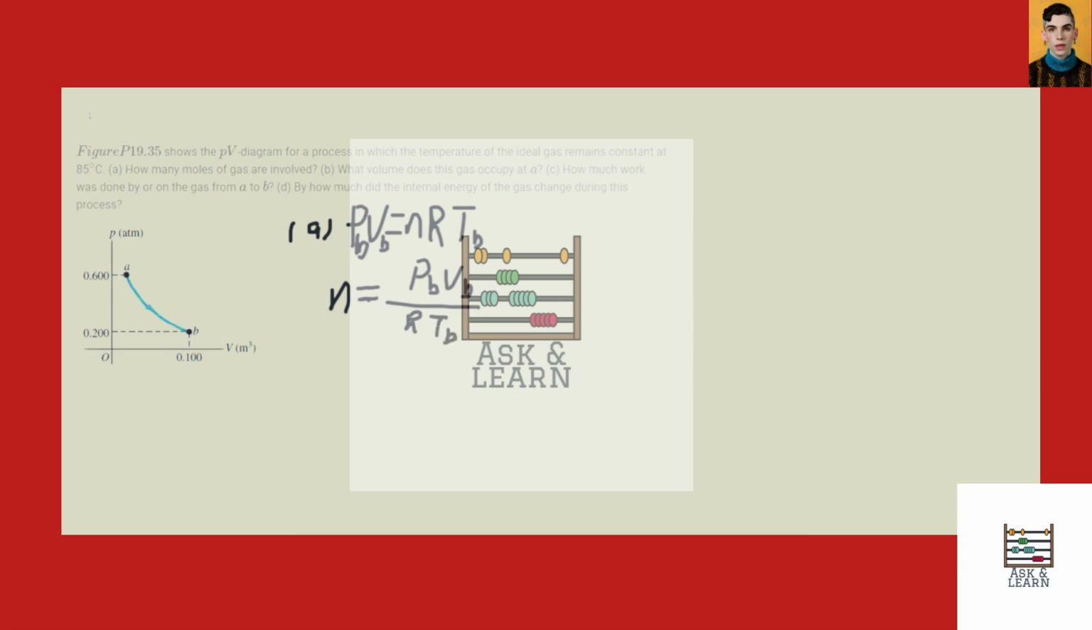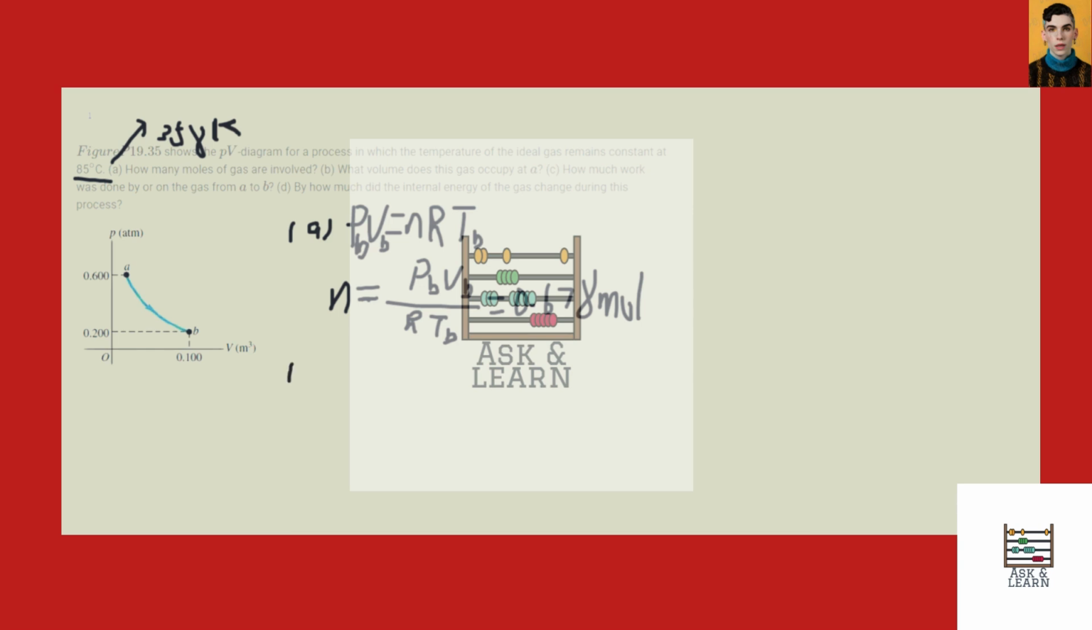PB is 0.2 atmosphere, and you need to transfer this into Pascal. VB is 0.1 meters cubed, and R is a constant. TB is given as 85 Celsius degrees. 85 Celsius degrees is 358 Kelvin. Okay. So just plug in the numbers, and you'll see that the number of moles is 0.678 moles.